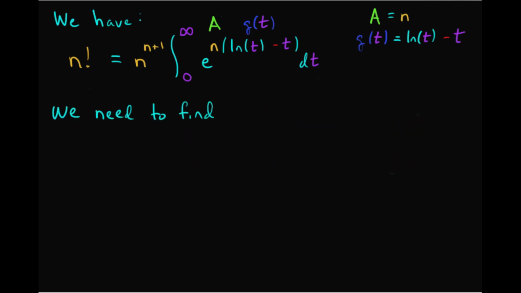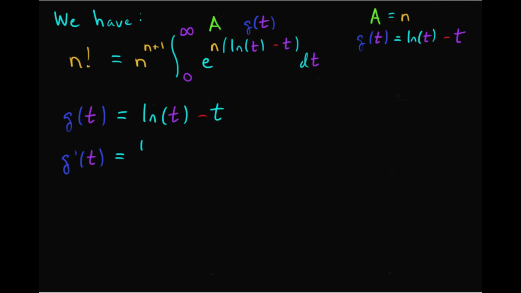Well, what else do we need for Laplace's method? We need to find c, the value for t where g of t attains its global maximum. So we have g of t equals log of t minus t, therefore g prime of t equals 1 over t minus 1, and then setting that derivative equal to 0, we'll have 0 equals 1 over t minus 1, therefore t equals 1, which means c equals 1. And then we'll have g of c equals log of 1 minus 1. Well, log of 1 is just 0, so g of c equals negative 1.